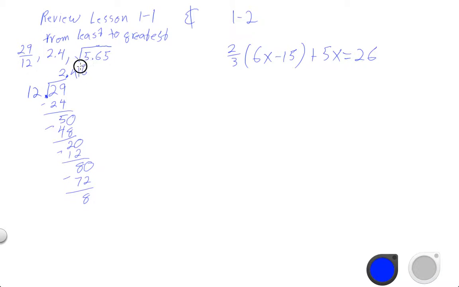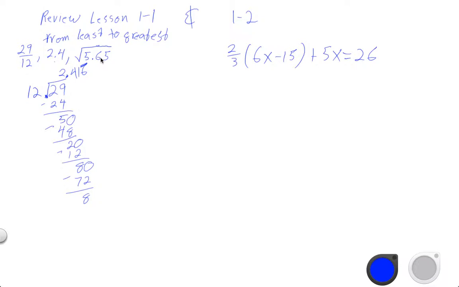Okay, so that 6 is going to be repeating, which makes sense because when we divide by a multiple of 3, we should have a repeating number at some point. So 2.416 repeating. That's 29 over 12. And 2.4, we'll just leave it that way. Those are close though, right? 2.416 and 2.4. The square root of 5.65. Let's see how close we can get.